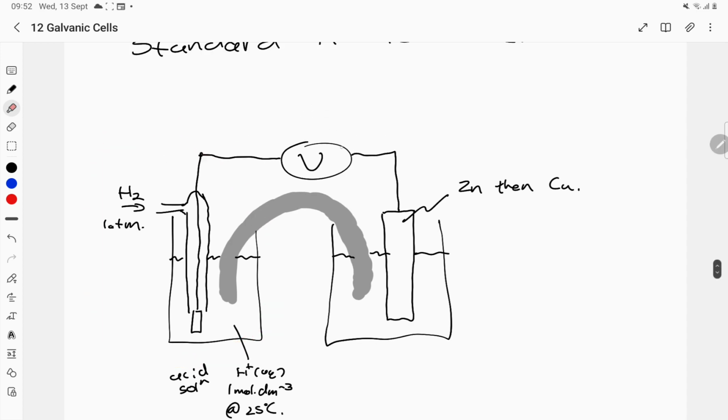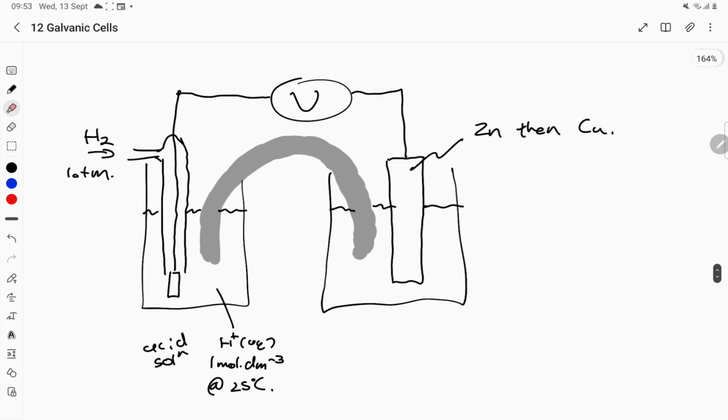So when using a voltmeter to measure the potential difference between these two half cells, we use this hydrogen electrode and we give it a value of 0 volts, right? So we can always identify the E0 value of the other half cell, whatever the electrode is made of.